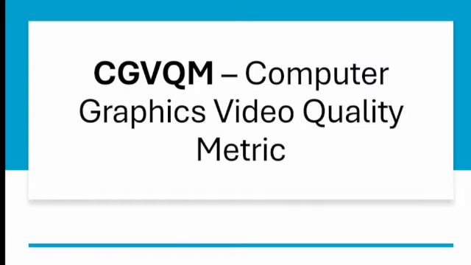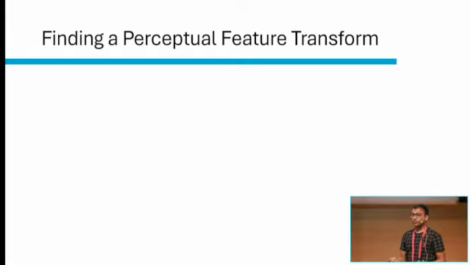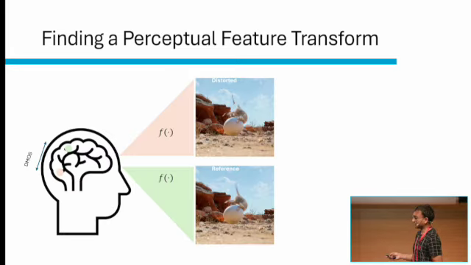So let's build a metric that fills this gap. Introducing the computer graphics video quality metric. So how do we build a metric? Since we are trying to mimic how humans perceive quality, let's understand how humans come to a decision about quantifying quality for an image or a video.